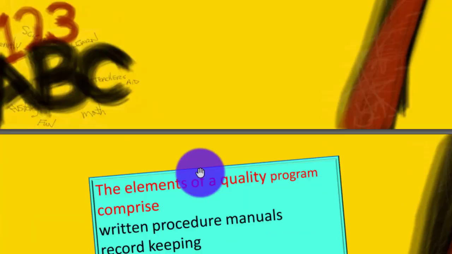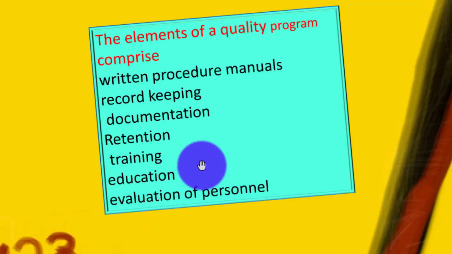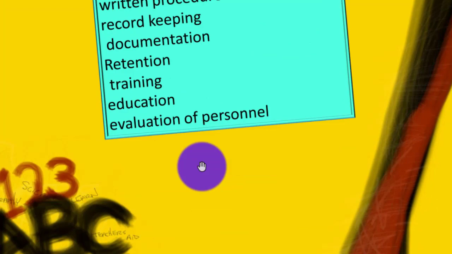Proficiency testing. The elements of the quality program comprise a written procedure manual, record keeping, documentation, retention, training, education, and evaluation of personnel.